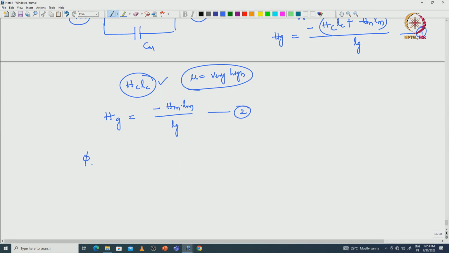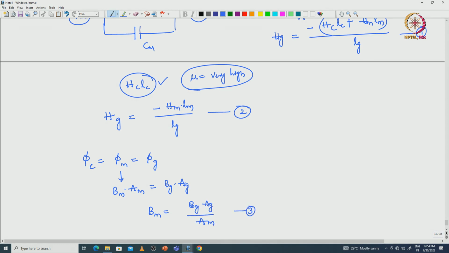Now we will see the flux relations. The flux in the core, the flux associated with the magnet, and the flux in the air gap are all the same. So phi c is equal to phi m is equal to phi g. Phi m, with respect to the magnet, is Bm, the magnetic flux density, into Am, the area of the magnet. Phi g is nothing but the flux density with respect to the air gap and the area with respect to the air gap. From here we can get Bm is equal to Bg Ag divided by Am.